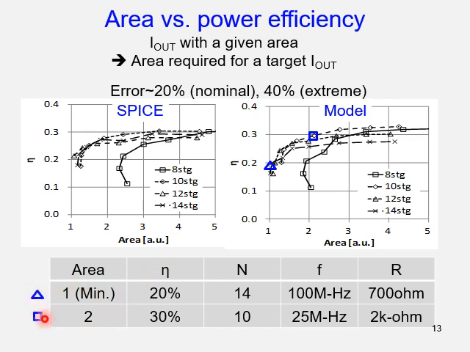This is our example, the smallest area case or the moderate case, with the design parameters here. So the designs are pretty different. The number of stages differs by 40%, the frequency differs by a factor of 4, and R differs by a factor of 3.